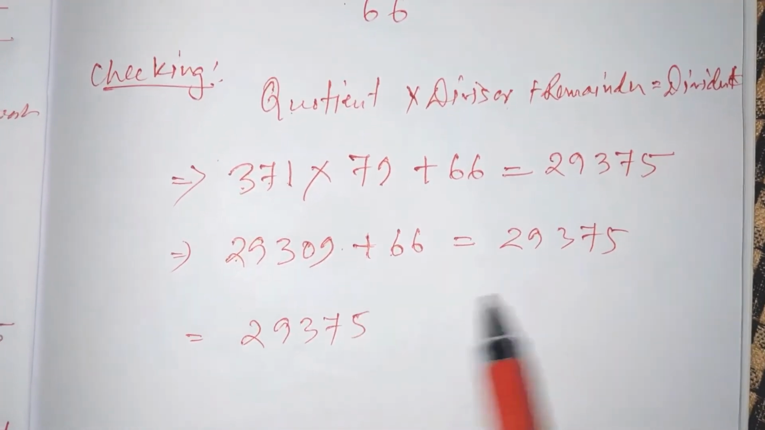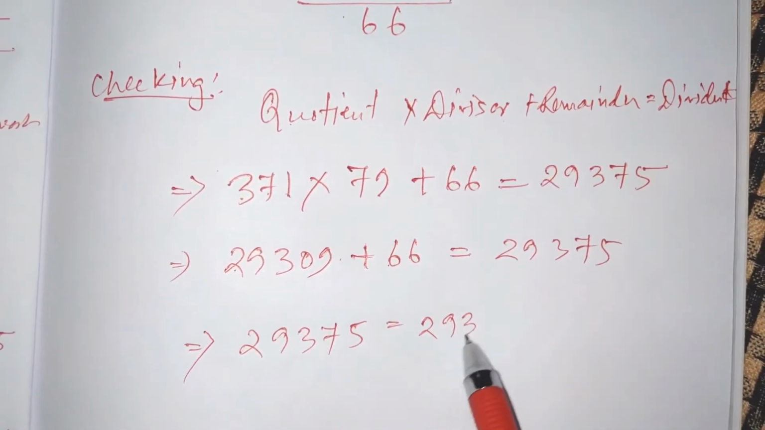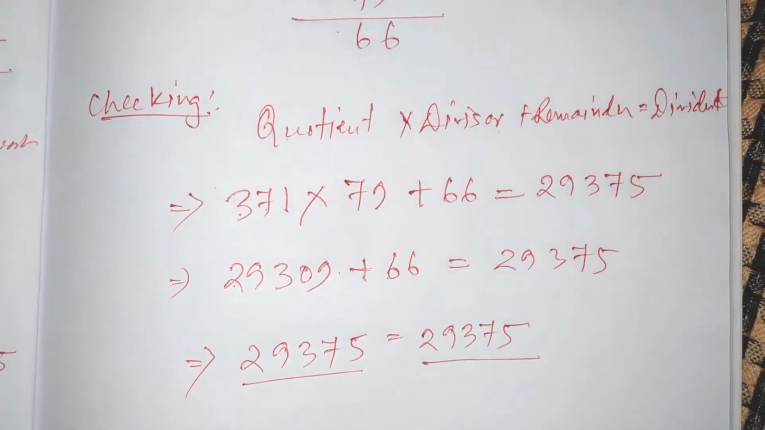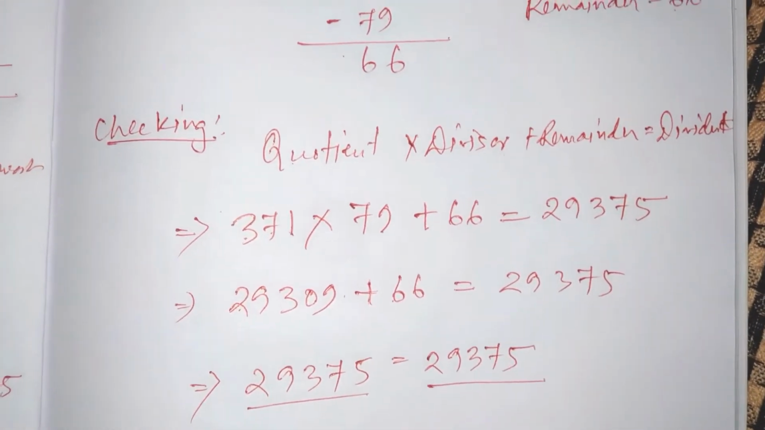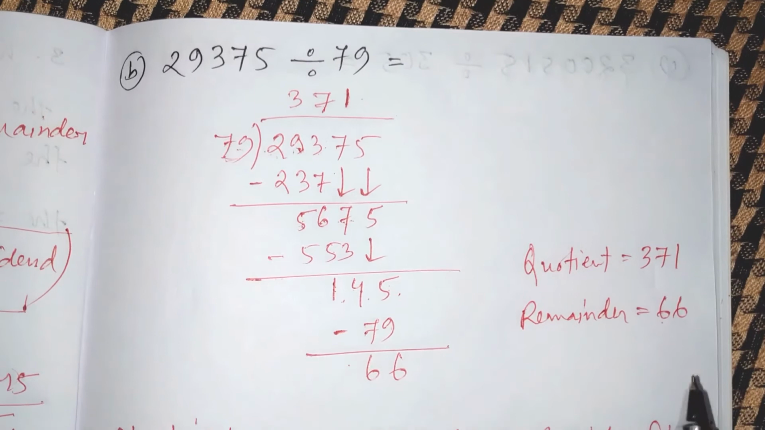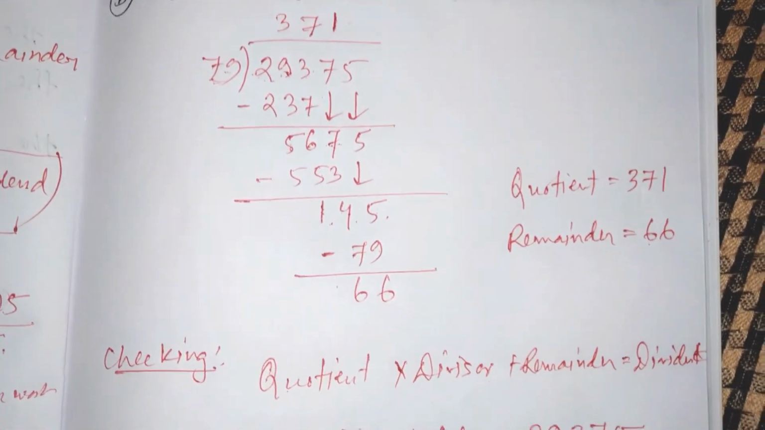29375, and you have this number in the right side, 29375. So as you can see, this left side and the right side both are same, so we can say this quotient and remainder is correct here, okay? So we have checked our answer, okay? Let's see the next one.